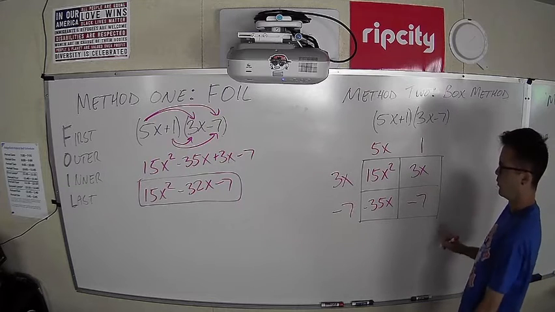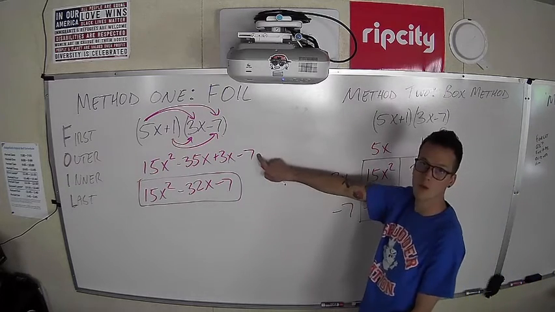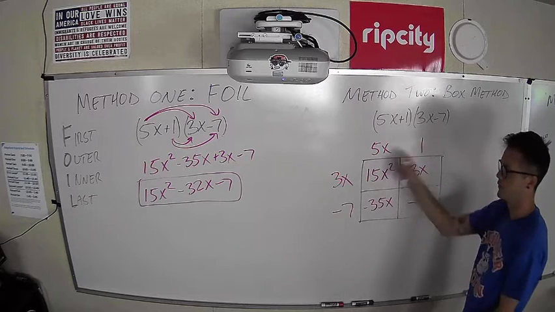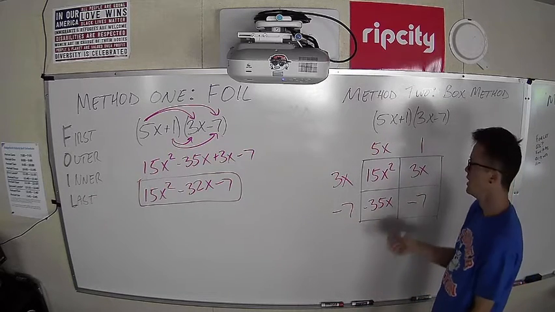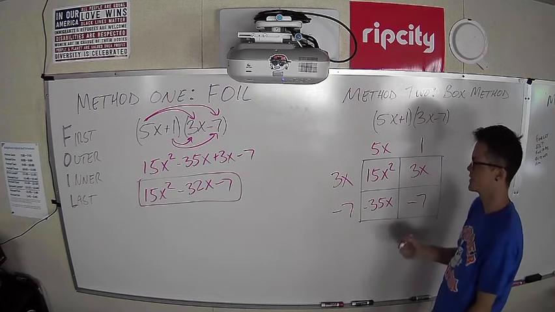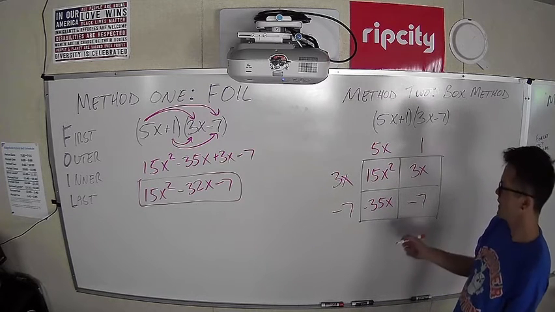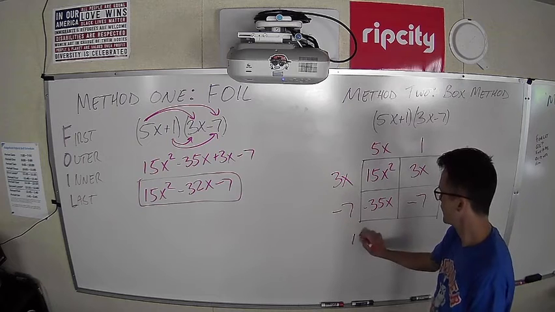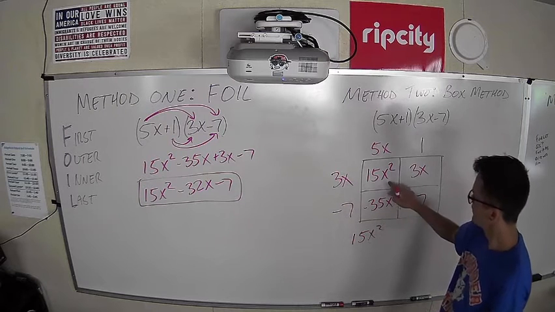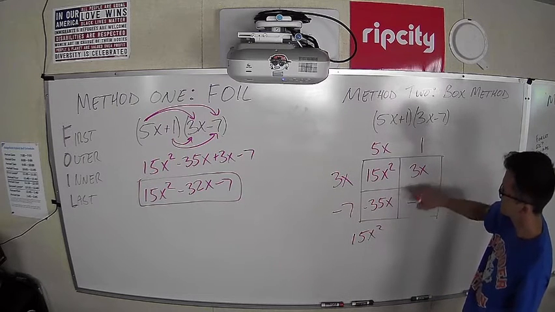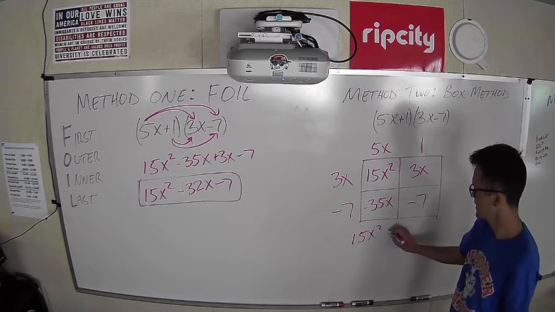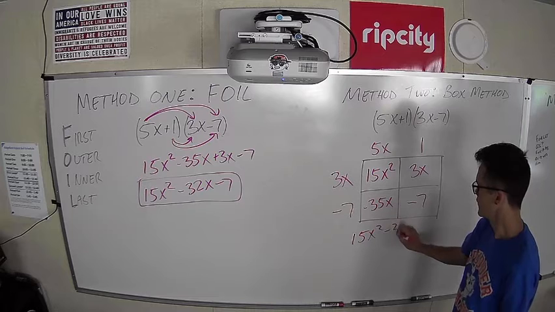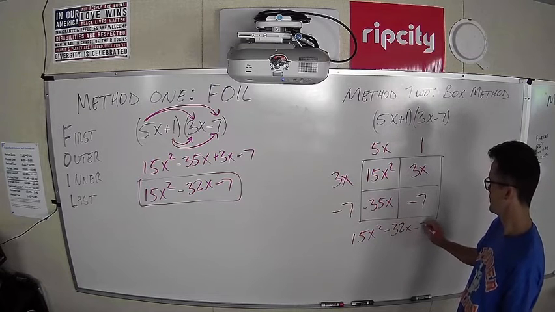At this point, we're exactly in the same place we were right here. We just did it a little differently, but we did the same exact math. We multiplied the same things by each other. This is just another way to represent the stuff. So from here, combining the like terms, we have 15x squared, and then we have two terms with x in them. Negative 35x plus 3x in this case is going to be negative 32x, yet again minus 7.